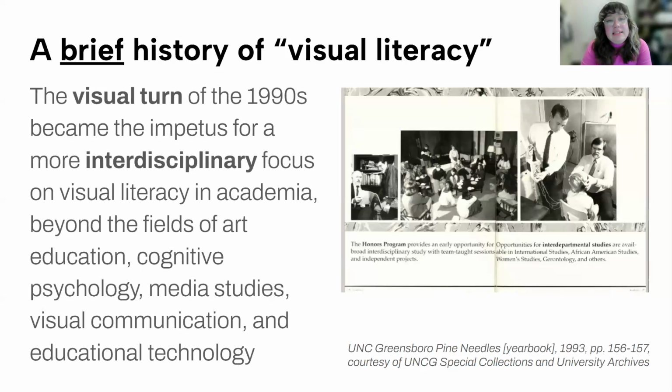Until the 1990s, interest in visual literacy studies was pretty focused in a few key fields like art education, cognitive psychology, media studies, visual communication, and educational technology. But the so-called visual turn of the 1990s, also termed the pictorial turn by W.J.T. Mitchell, represented a renewed interest in pictures and images in humanities and social science fields. And this really opened up visual literacy as an interdisciplinary concern in academia.